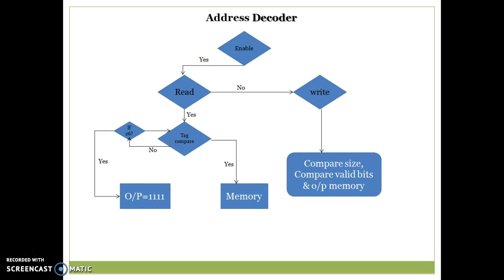An address decoder, it is used for the address decoder. If there is a read request, it will compare the tags and accordingly the memory will be selected. If no, then the output will be set high to 111. If it is not a read request, then it is a write request. The sizes of the memory will be compared, the valid bits will be compared, and the output is given to the memory.